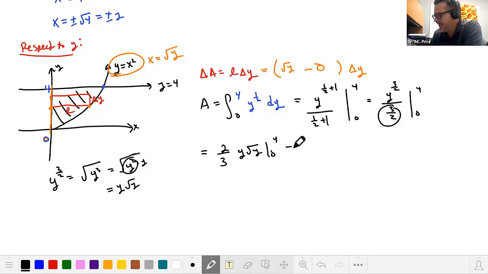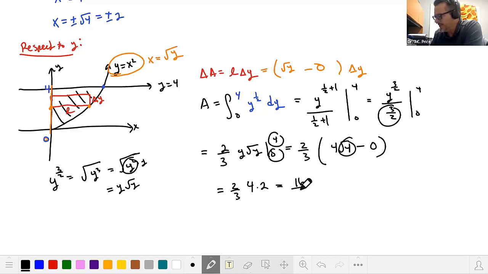All right, so let's start plugging in. So we're going to get 2/3 times, we'll plug in 4. We get 4 root 4 minus, and then we'll plug in 0. So that's just 0. And so that's going to be equal to 2/3. And then 4 root 4, what is that? That's 4 times 2, because root 4 is 2. And so that's equal to 8 times 2/3, which is 16 over 3. Yep, that's exactly what we thought it was. And then don't forget it's units squared.